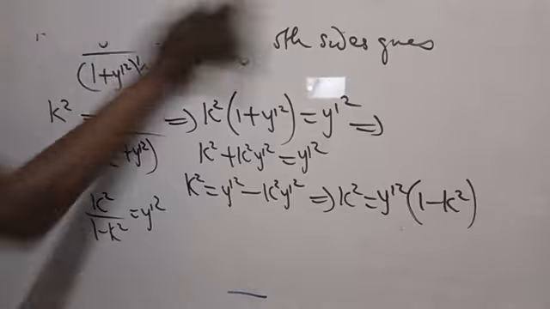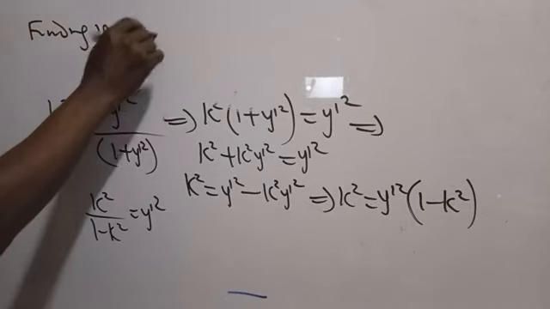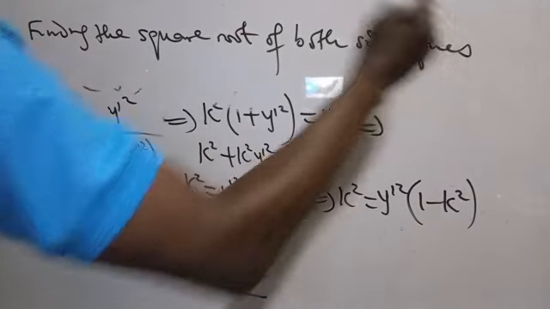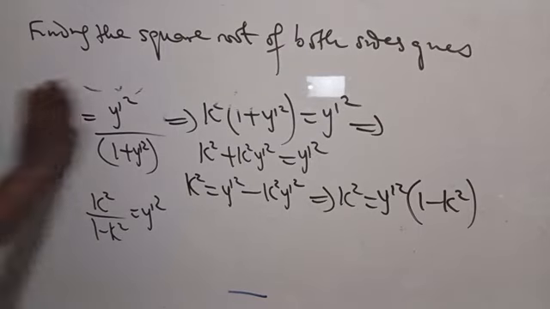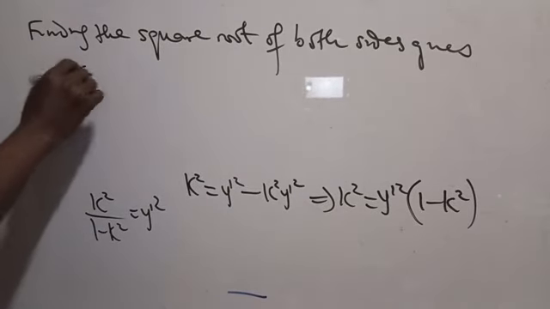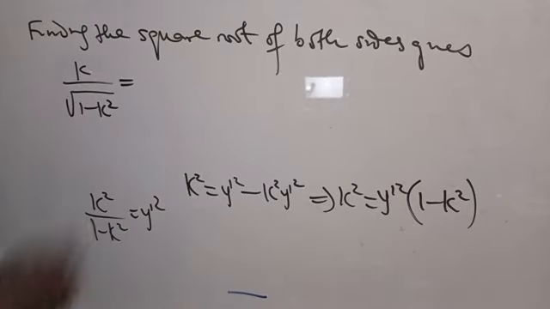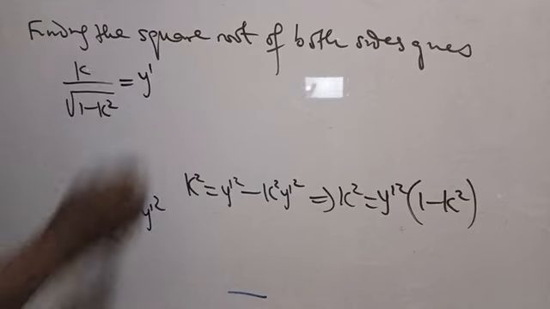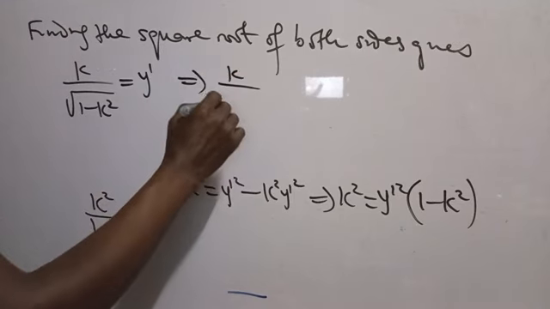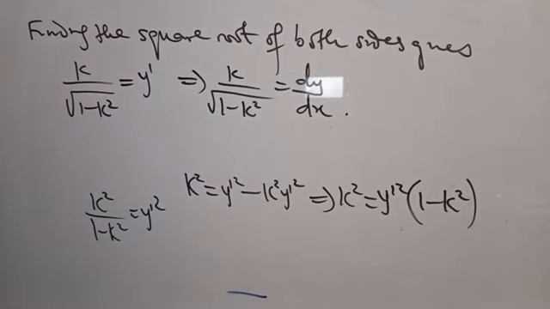Okay, let me write this one here. Now, finding the square root of both sides gives, this will be what? k all over the square root of 1 minus k squared is equal to the square root of this, that's y prime. Yes, we find the square root of both sides. So which implies, and this is that, k all over the square root of 1 minus k squared is equal to dy dx. All right?